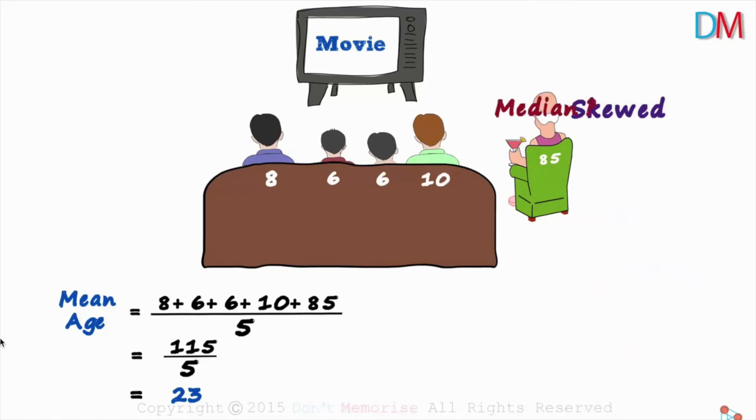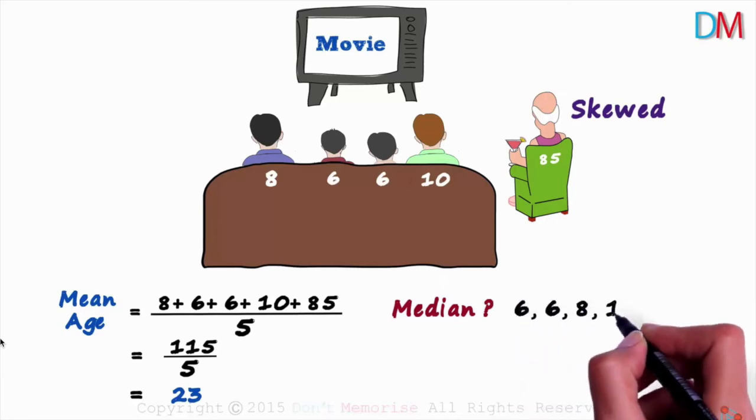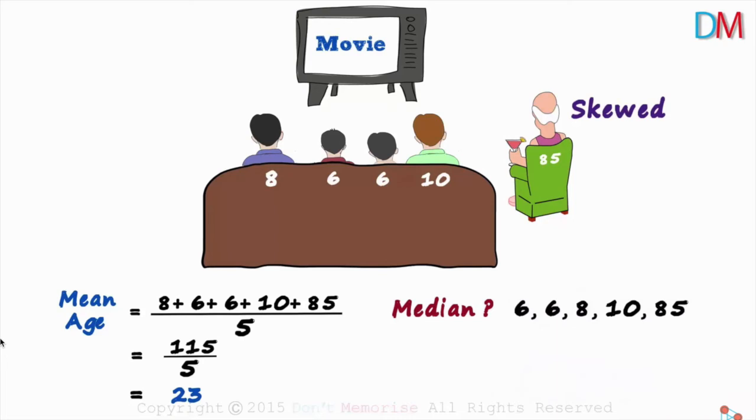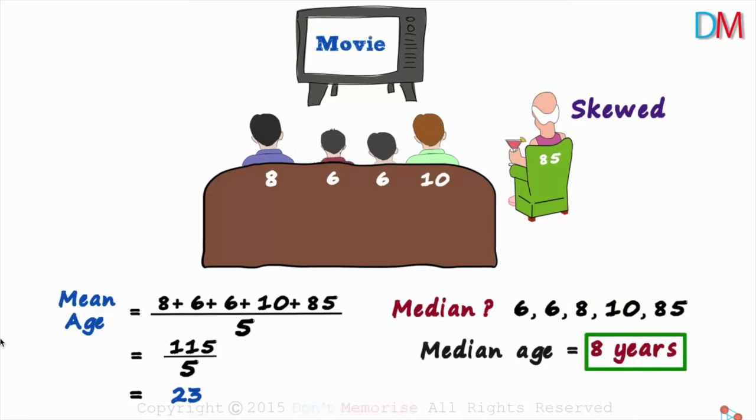But wait, what will be the median age? For that, we will have to arrange the ages in ascending order. So we write it as 6, 6, 8, 10 and 85. It has 5 values and the one in the middle will be the median age. It will be 8 years as it falls exactly in the middle, 2 values on its right and 2 on its left. So the median definitely gives us a far better representation of the age of the people of this group.